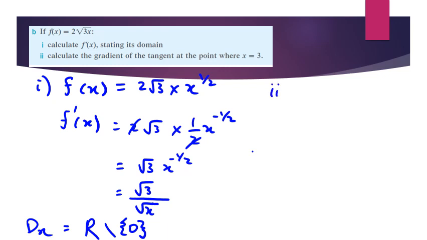Alright. Calculate the gradient of a tangent at the point where x is equal to 3. Just sub it in again. Whoops. Try that again. So root 3 over root 3, what does that give us if it's the same? 1.